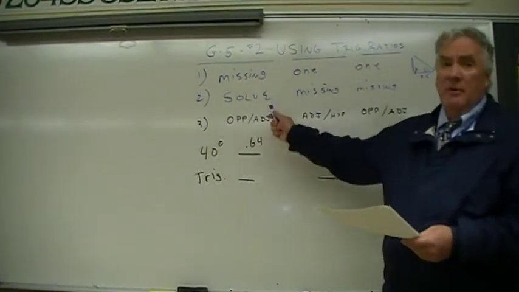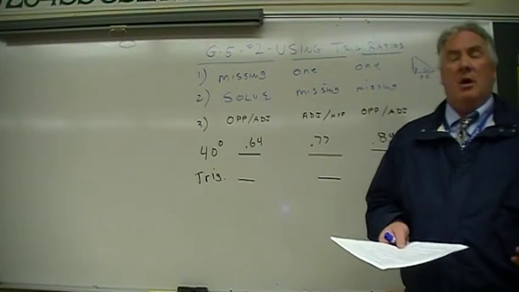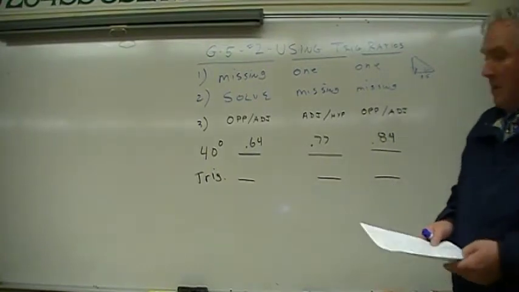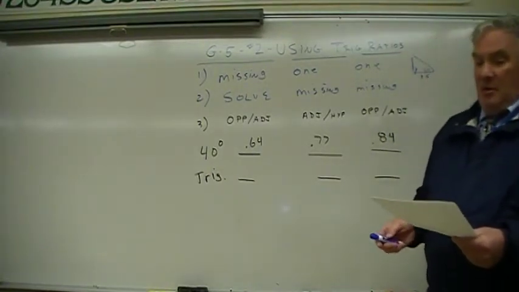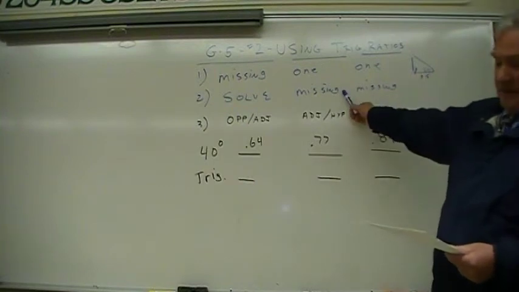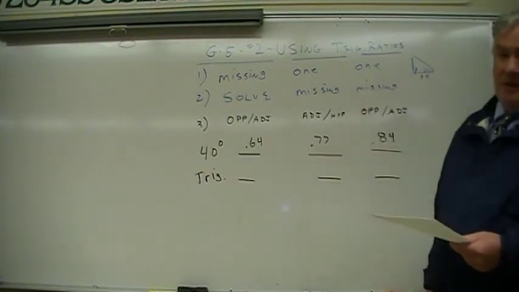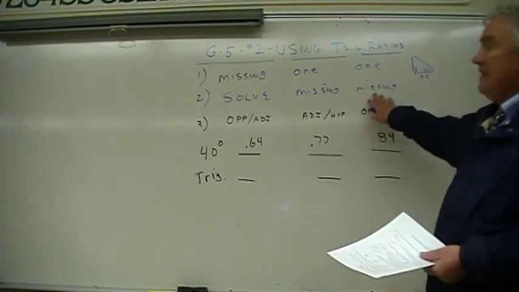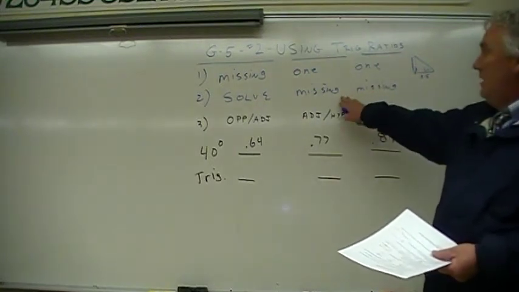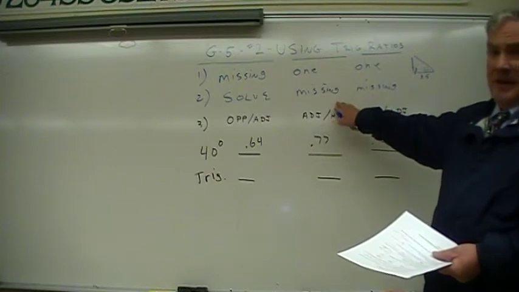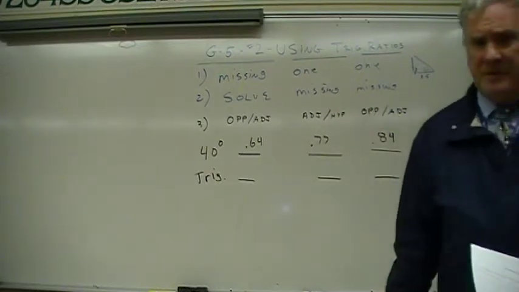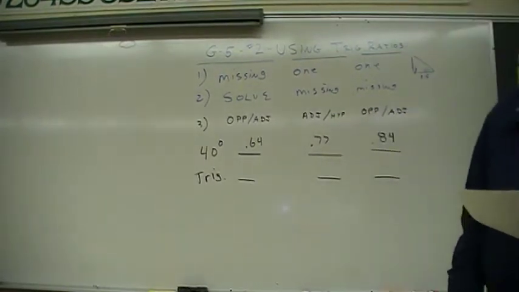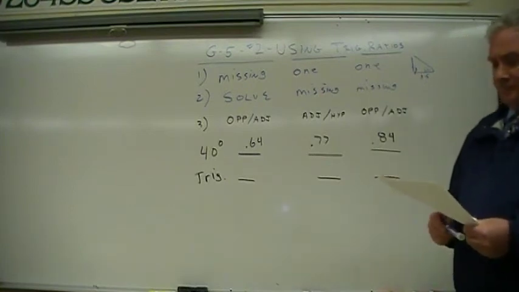To solve a right triangle, you're going to hear me say a lot, solve the right triangle. What that means is we need to find all the missing lengths and all the missing measurements. So, missing side measurements. So we need to find all the measures of all 3 angles and the lengths of all 3 sides. Okay? So that's number 2.